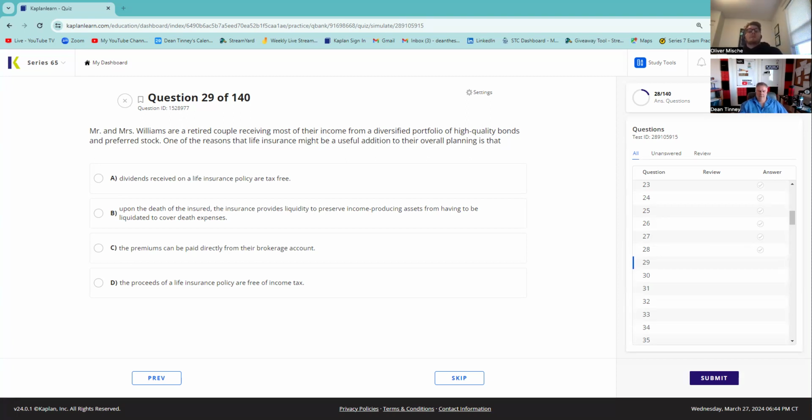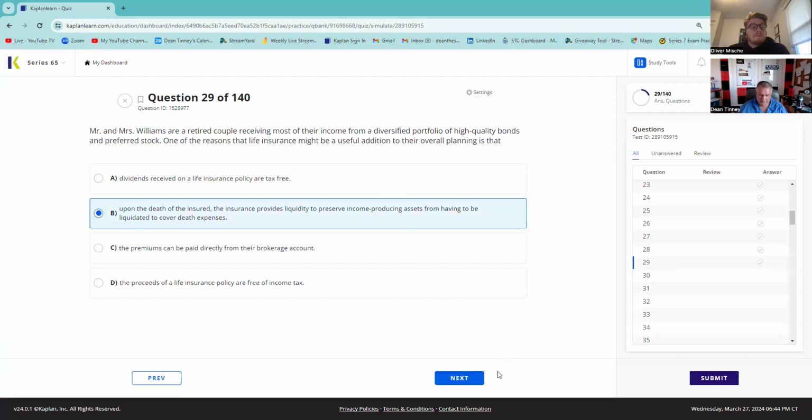Right on, right on. That's the whole point. We have enough liquidity to take care of things.